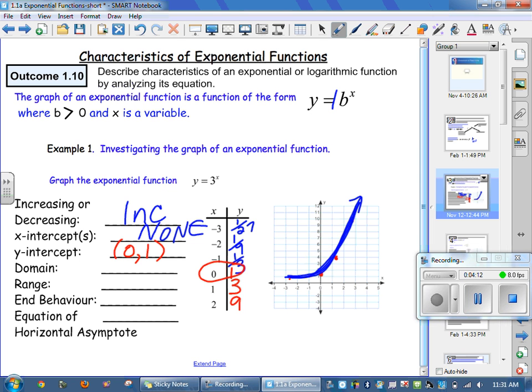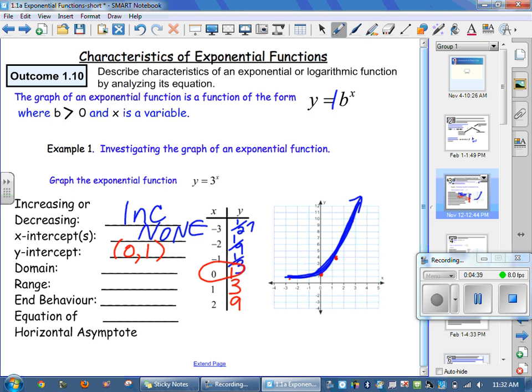The domain for any exponential: domain and range refer to the boundaries on x and y. If I take a look at my x boundaries, am I on the left-hand side, the negative x's? Yes, I am. Am I on the right-hand side, the positive x's? Yes, I am. So are there any boundaries on x? Can I go left or right anywhere? Yes, I can.